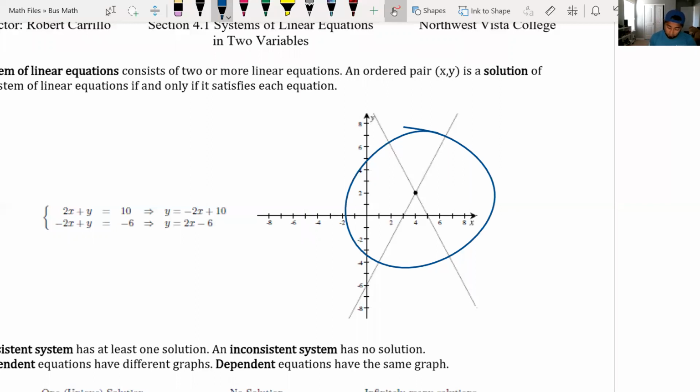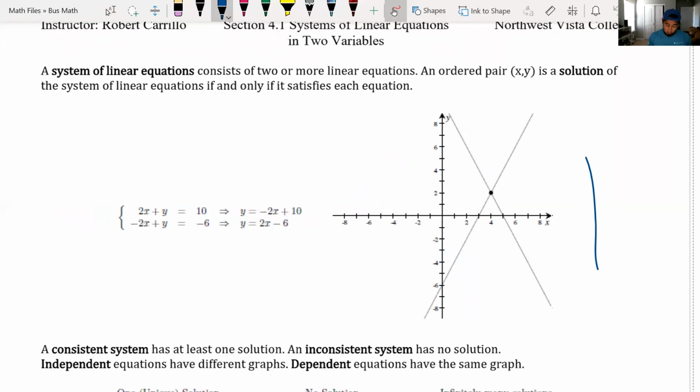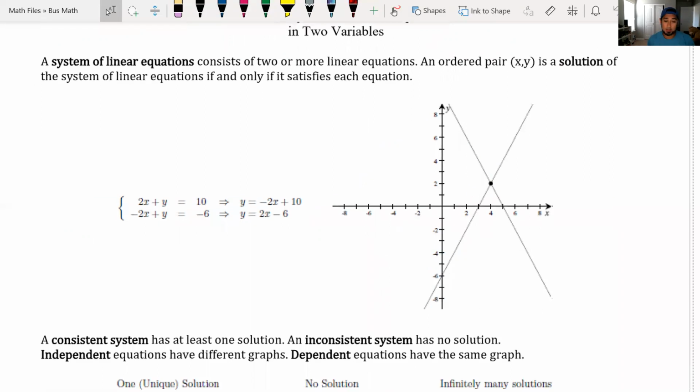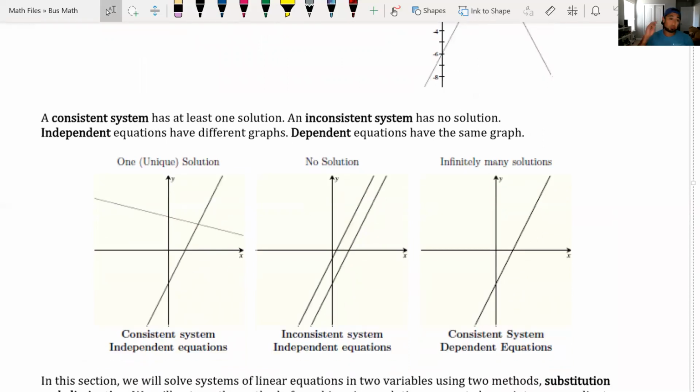So that is what we're going to do today. We're going to look for that unique solution by two methods, substitution and elimination. And of course, in order for them to have a solution, the lines must intersect. If they don't intersect, we don't have a solution, as seen in the pictures below.